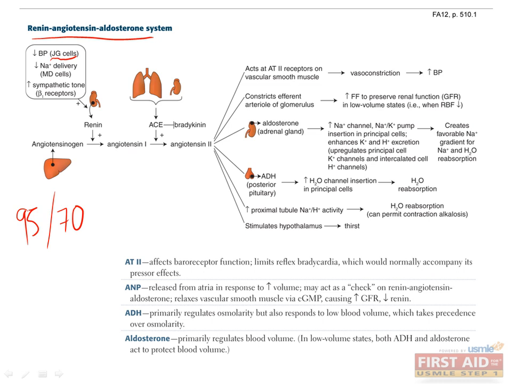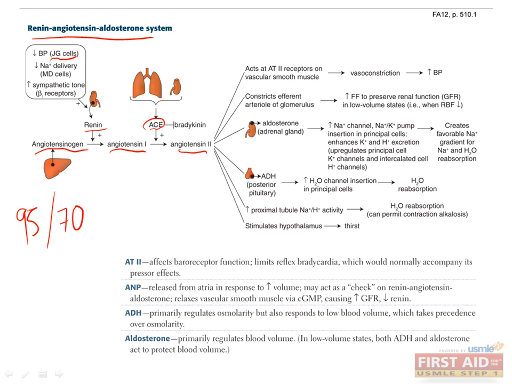Then, the body has to respond to low blood pressure, and the JG cells do this by secreting renin. Renin then acts to convert angiotensinogen, which is secreted by the liver, into angiotensin I, which then gets converted by angiotensin-converting enzyme, or ACE, into angiotensin II. We've already talked a little bit about angiotensin II. It's a broadly acting hormone that has a lot of effects to increase blood pressure.